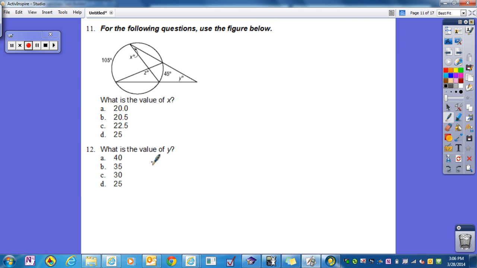Alright, for number 11 and 12, we're looking at this figure. Alright, the first one wants to know what is the value of x. Well, first, x is this inscribed angle. So when you look at this inscribed angle, it came from this angle here that I've just traced over. So this is an inscribed angle, and 45 degrees is the arc that it intercepts. So to find x, you have to do 45 divided by 2. When you do 45 divided by 2, you get 22.5, so x is equal to 22.5.